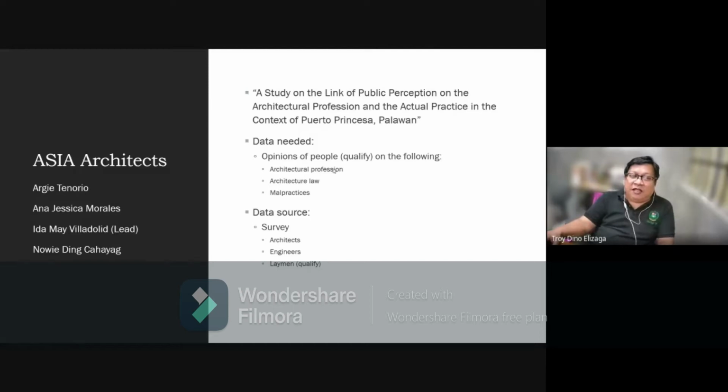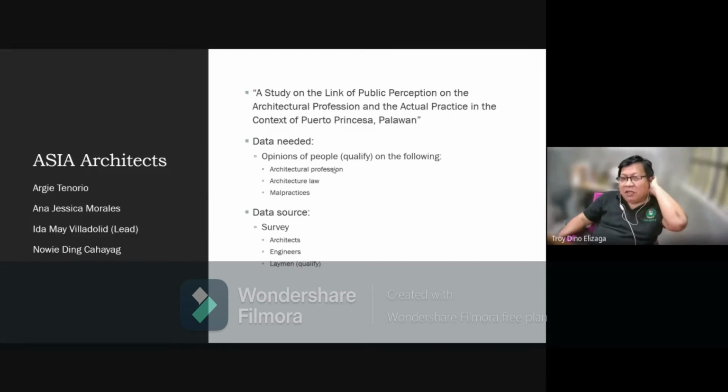For Asia Architects, a study on the link of public perception in the architectural profession and the actual practice in the context of Puerto Princesa, Palawan. So you need the opinions of people. You have to qualify who these are on architecture profession, what they think about the architecture profession, about the architecture law, and what they think about the malpractices.